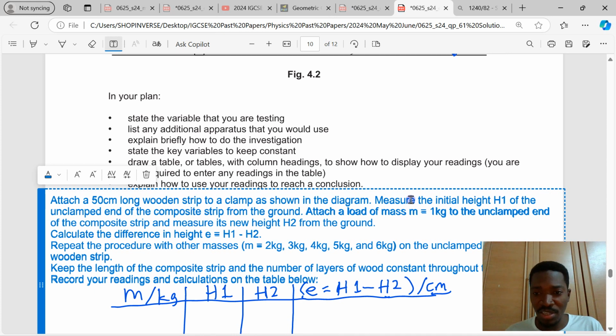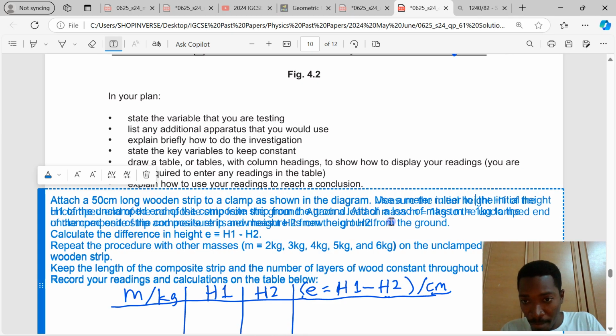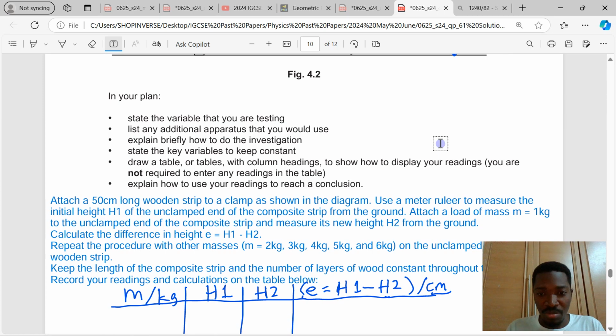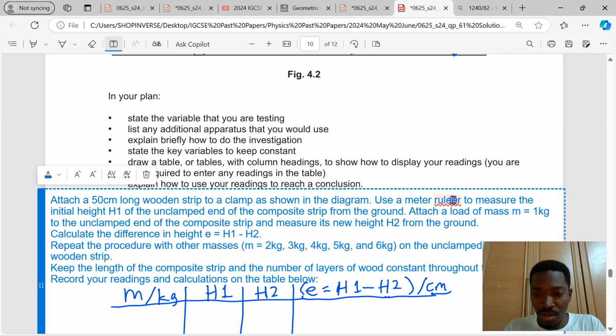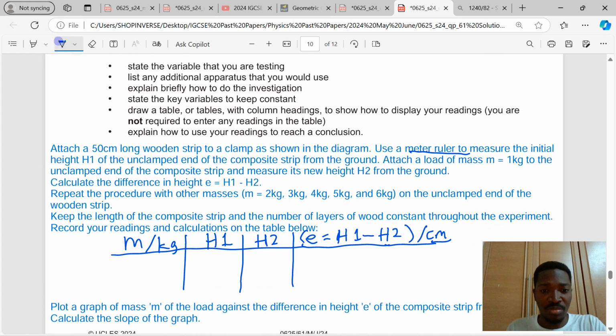What did I say? Measure the initial height H1. If I want to include additional materials, I could have just said use a meter ruler to measure. So I could have stated it this way, that I'm using a meter ruler. Use a meter ruler to measure the initial height. So here now, by doing this, I've indirectly stated the additional instrument I'm using.